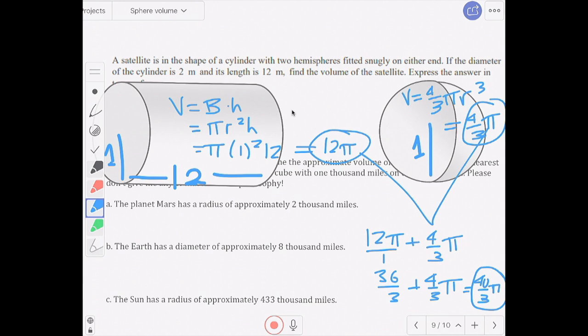And to do so, I have to think about some fractions here. So 12 pi is the same thing as 12 pi over 1. If I want to add fractions together, I need the denominators to be the same. So I'll multiply the denominator by 3, and the numerator by 3 as well. So 12 pi over 1 becomes 36 pi over 3. And then adding them together would give me 40 pi over 3 as the answer in terms of pi. Well, might have been the toughest one yet.